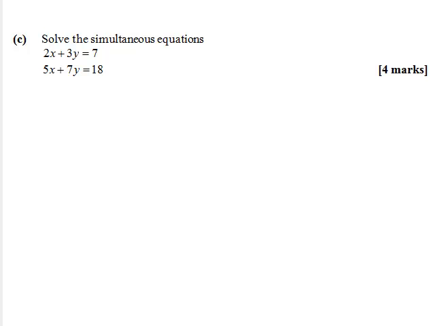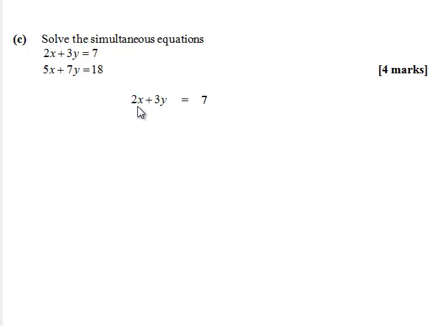Part C, solve the simultaneous equations. There are lots of ways of solving simultaneous equations, but we've got 2x here and 5x, so there's no easy factor there. We've got 3y here and 7y, again there's no easy factor there. So what I'm going to do is rearrange both equations to give me y equals a function.